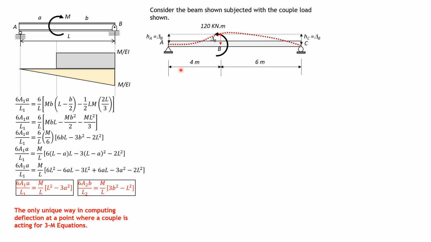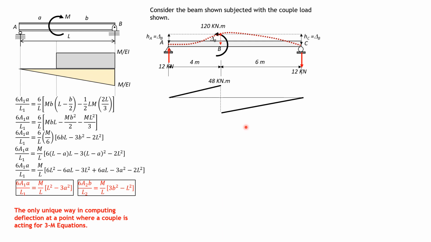The reaction, as I said, is 12 kilonewtons upward at A, then downward at C, which is also 12 kilonewtons. And the moment diagram by parts will be 12 times 4 is 48, that's positive. And we have a counterclockwise moment here, so minus 120, but that becomes negative: 48 minus 120 equals negative 72. Then it goes back to 0 there. So this is negative 72. That's the moment diagram by parts.